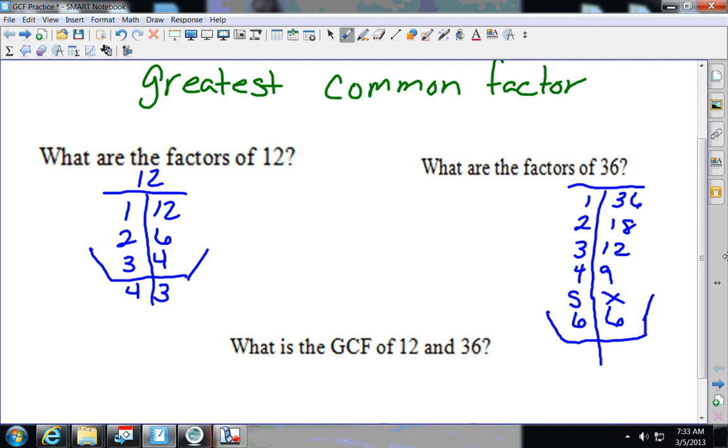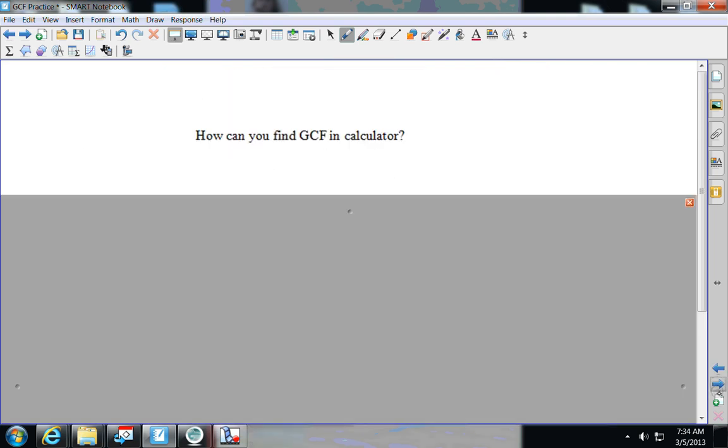Now, when it says the greatest common factor, when I start looking, 12 is the largest number that's in common in both of them. So when they say, what is the GCF of 12 and 36, the largest number that goes into both of them is 12. That's what you did before, but now that we have the calculator, to use the calculator to find your GCF of 12 and 36.